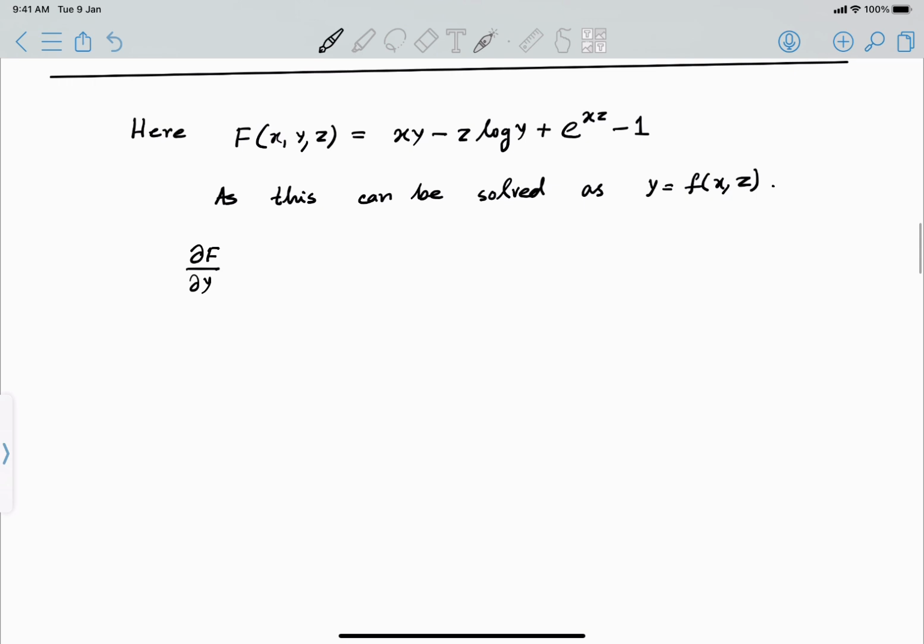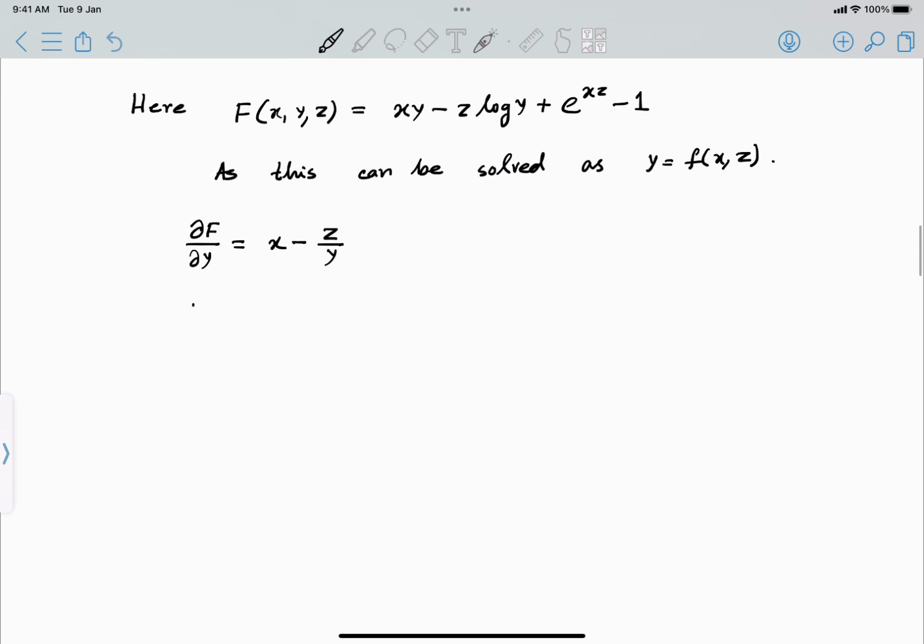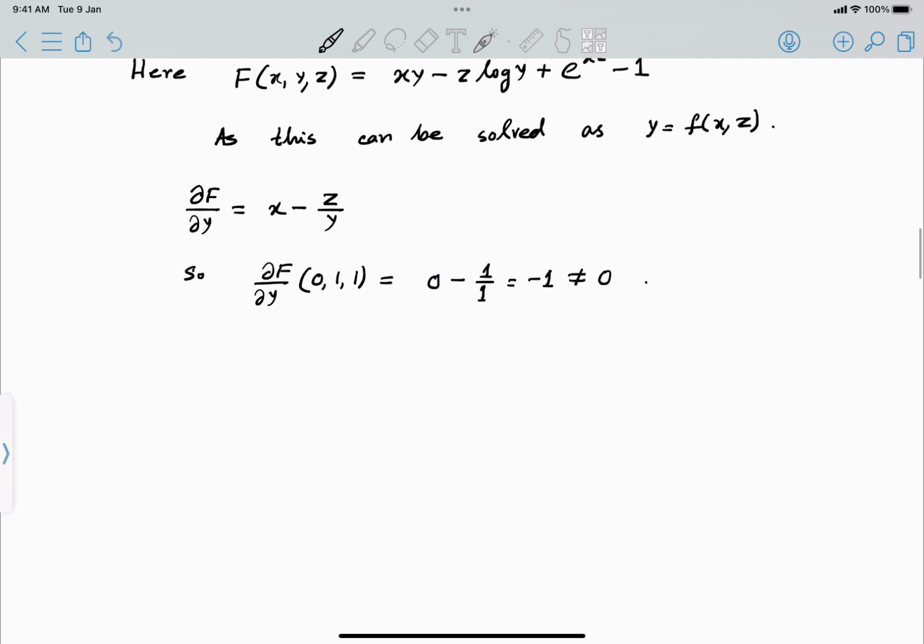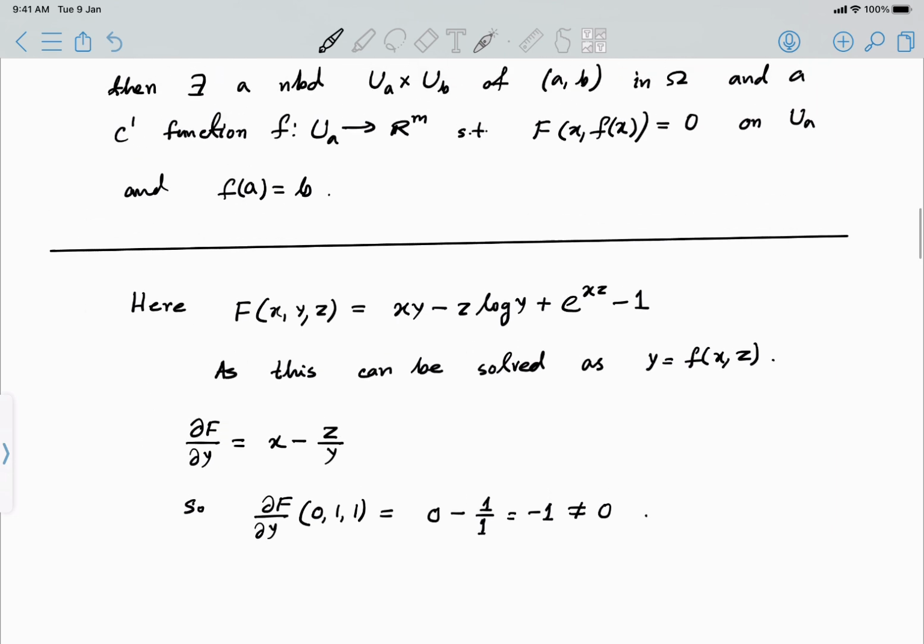What is del f by del y? Del f by del y means partial derivative with respect to y, so it is x minus z by y. So del f by del y at the point 0 1 1 will be 0 minus 1 by 1, so it is minus 1. It is non-zero, right? So y can be solved as a function of x and z, so it's fine.